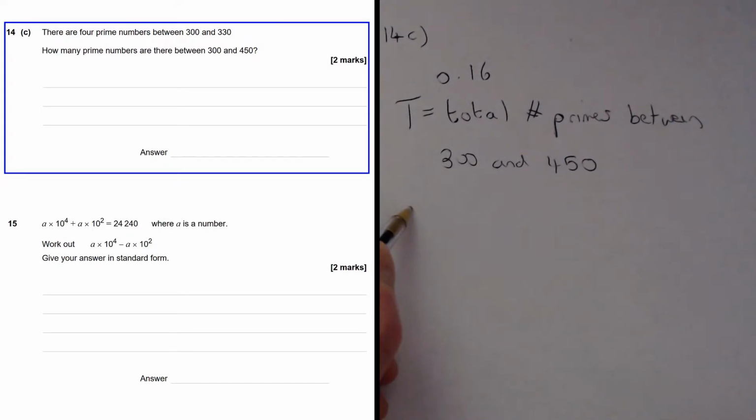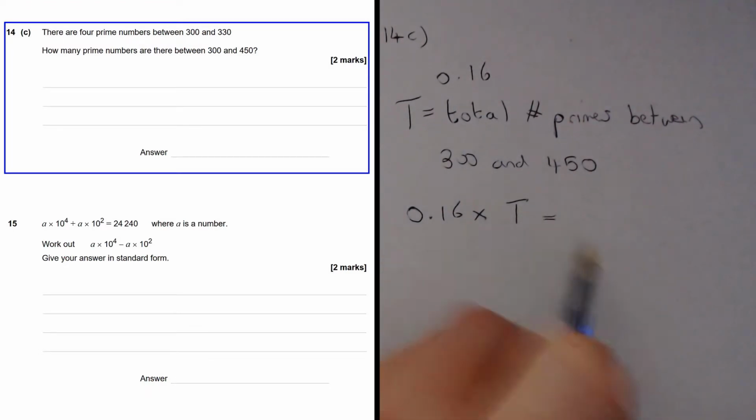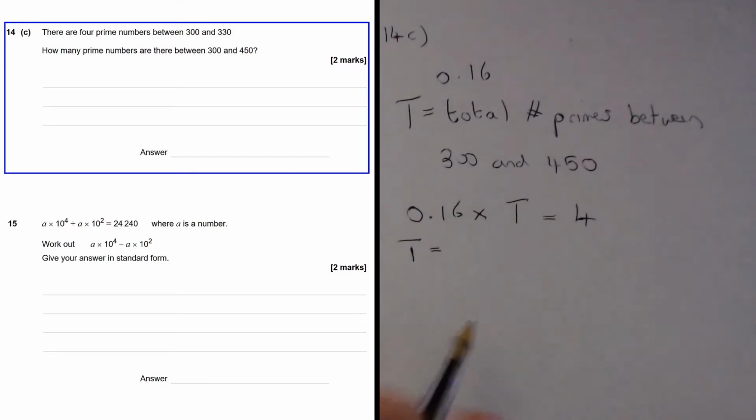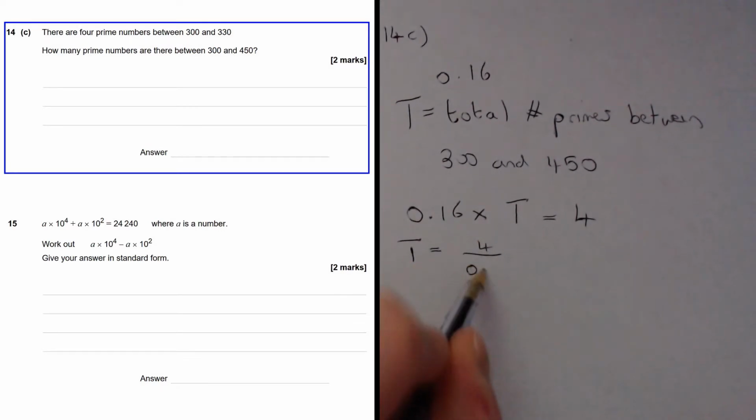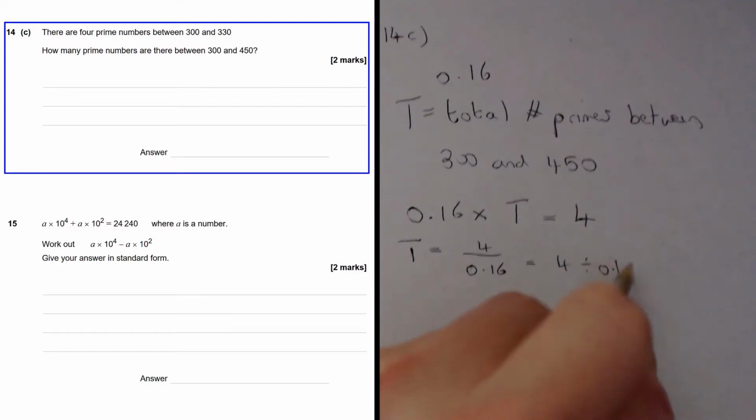Now we are told that there are exactly 4 that lie between 300 and 330. The probability that the prime number lies between 300 and 330 is 0.16. So 0.16 times the total amount of primes must give us 4, because that's what we're told. But we want t, the total number of primes between 300 and 450. So we just need to divide both sides of that equation by 0.16. So t, the total number of primes, is 4 divided by 0.16.